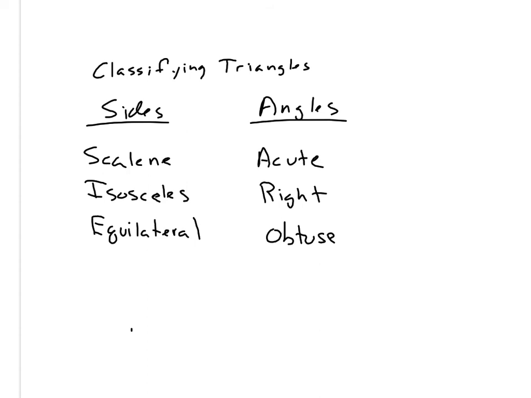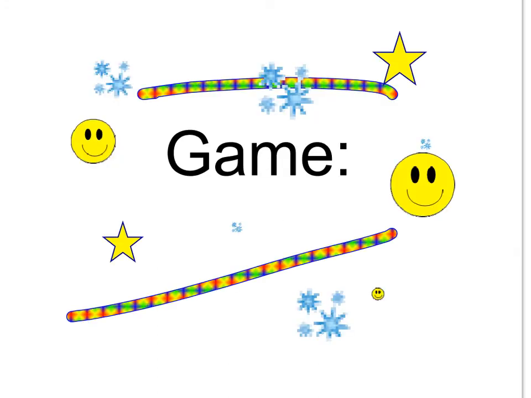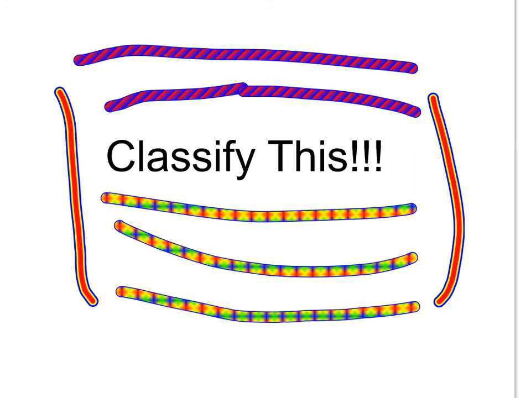So to review, there are two ways to classify a triangle: by their sides or by their angles. So if I just say to you, classify a triangle, you actually need to come up with two answers, one by its sides and one answer by its angles. Let's play a game. This game is called Classify This.